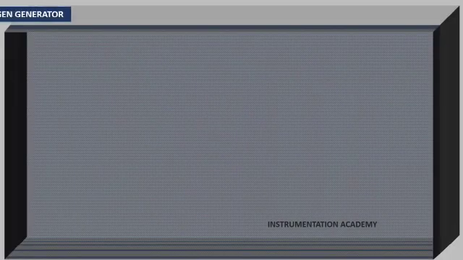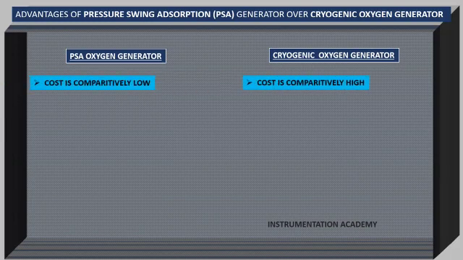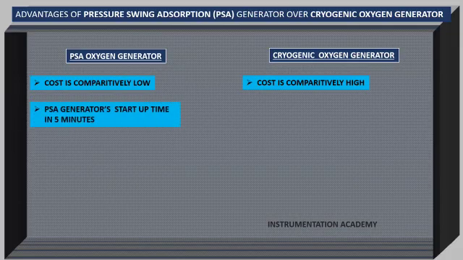Advantages of PSA oxygen generator over cryogenic oxygen plant. Investment cost of PSA generator is less than half of that of an equivalent cryogenic oxygen plant. PSA oxygen generator's startup time is only 5 minutes. Therefore, depending on the oxygen demand, the generator can be switched on and off very conveniently.